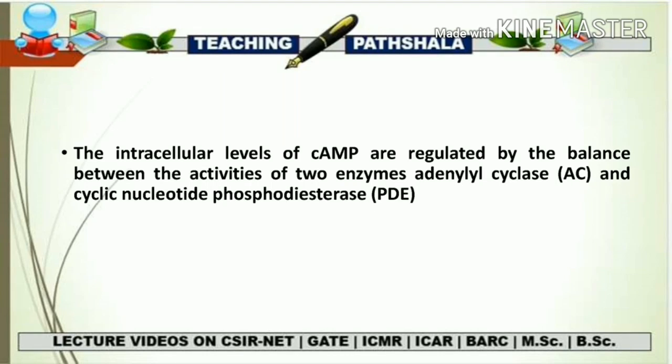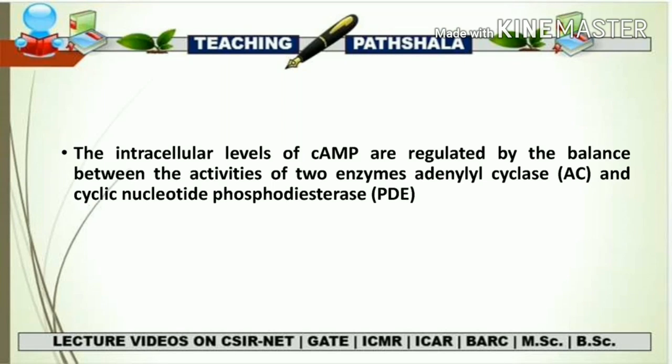Now the question is how this intracellular level of cAMP is regulated. It is regulated by the balance between the activity of two enzymes. The first enzyme is adenylate cyclase and the second enzyme is phosphodiesterase. We have already seen the activity of these two enzymes in the previous slide.